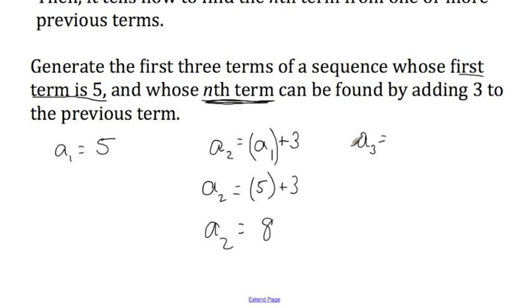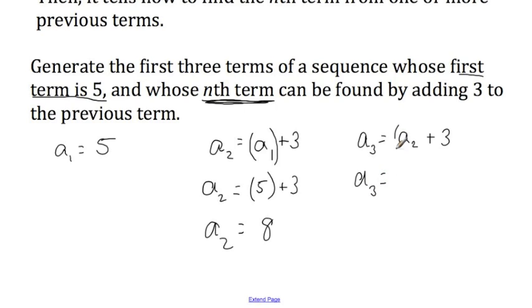I can do the exact same thing for a sub 3, which is the third term. All I have to do is take the previous term and think to yourself, which term comes before the third term? Well, that would be the second term. So I'm going to take the term before a sub 3, which is a sub 2, and add 3.